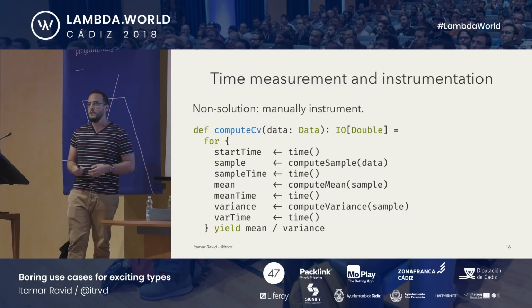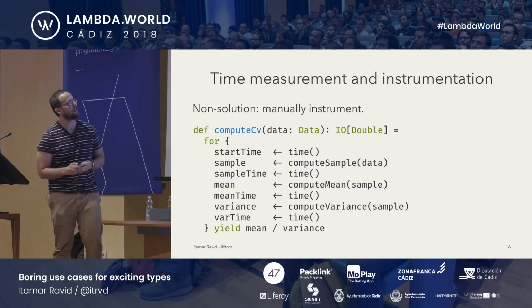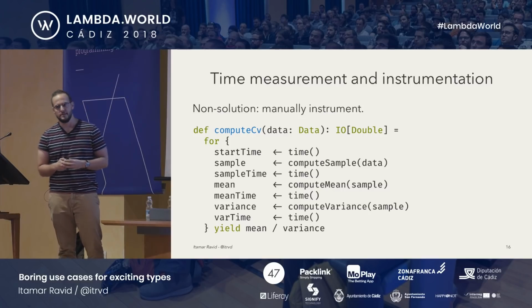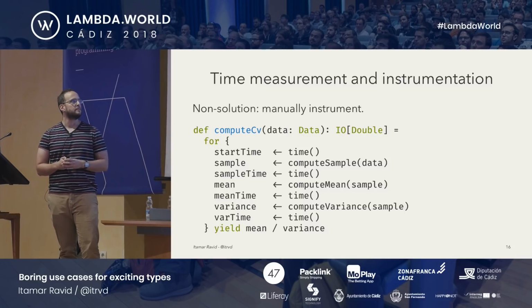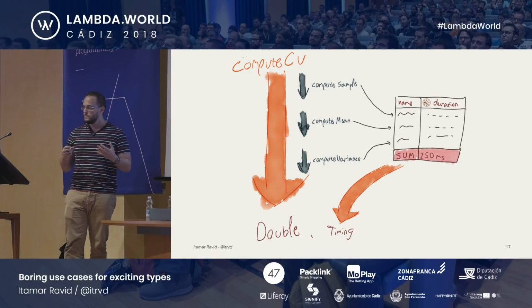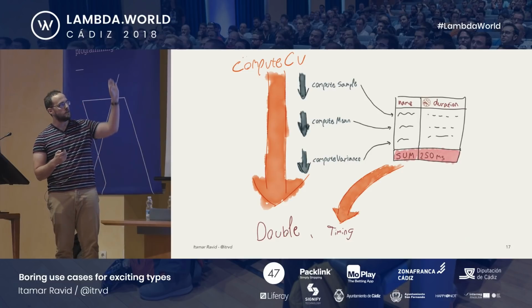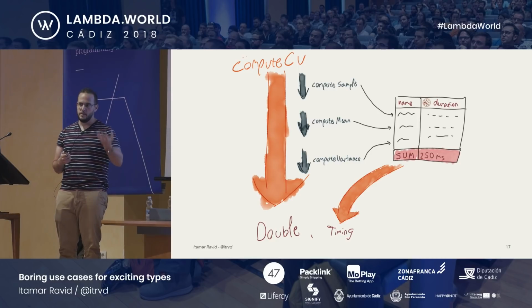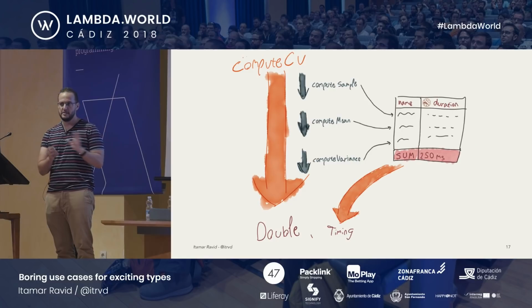So our first non-solution would be to manually instrument everything, right? We could insert a timing call between each step in the for comprehension. And this is not very fun. I wouldn't like to maintain this sort of code base, right? I've had the pleasure of encountering these sort of patterns, and this is not very maintainable. So what we'd like to do is have some sort of structure that allows us to keep the timing logged on the side while still focusing on the main data flow. And when we finish the computeCV function, we'd like to end up with the original double, the value that we were interested in, and the timing data on the side.